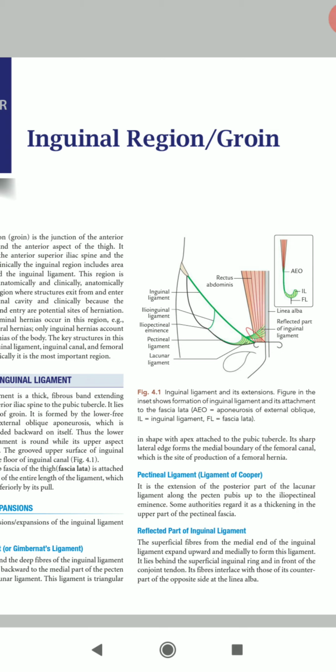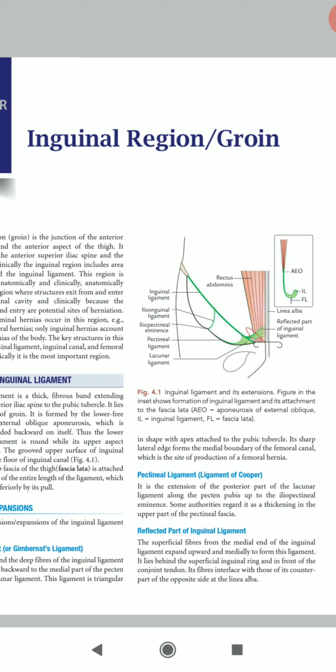Today we will talk about the inguinal region. What are the structures in the inguinal region? The inguinal canal, inguinal ligament, and the most important clinical condition, that is hernia. So let's start with the inguinal region or groin.